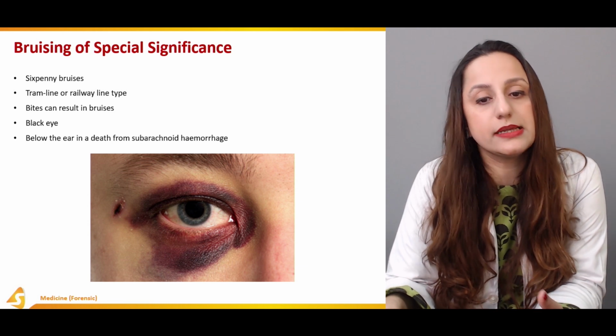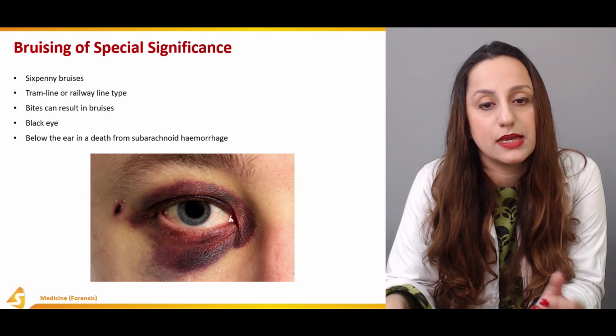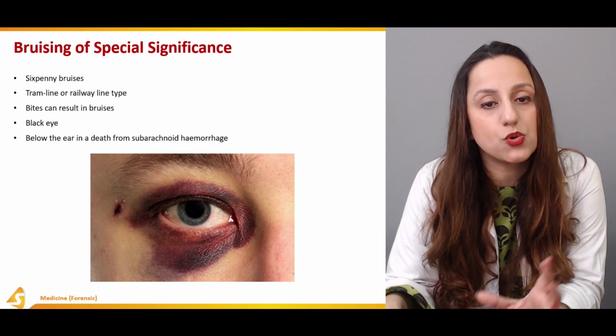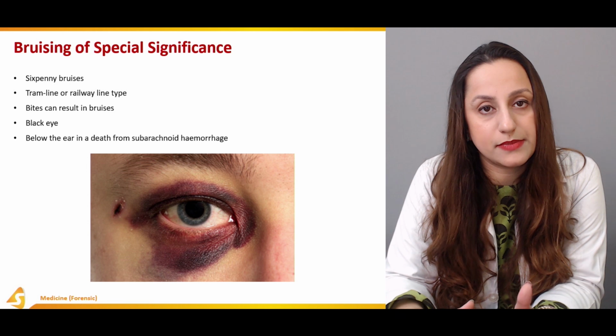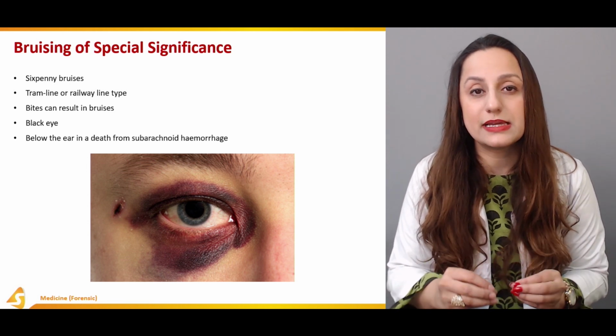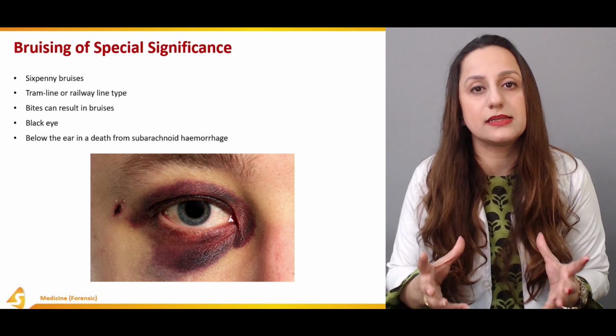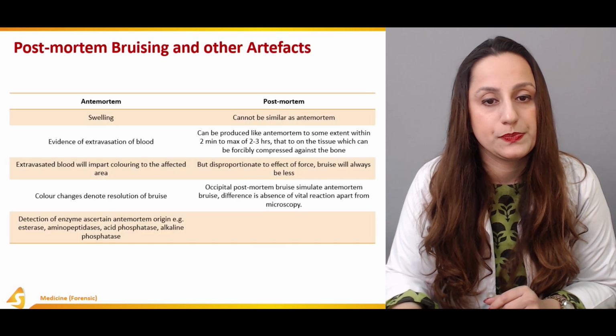And below the ear, in a death from subarachnoid hemorrhage, a person can also die due to this type of hemorrhage. So all these special cases have to be kept in mind, and they're very significant whenever we come across these bruises. They basically indicate the type of death or the type of accident that occurred to the individual.